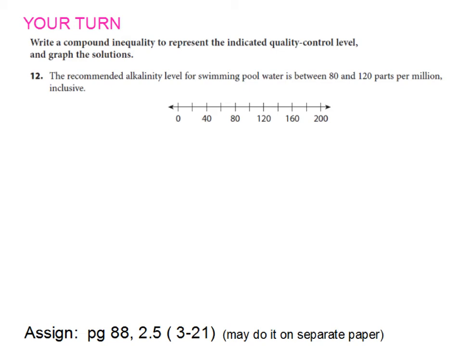So I write my x first, and then I'm going to put less than. It's inclusive, so these are going to be or equal to's. I put my lower bound, which is 80, and my upper bound is 120. So this is all the x's that are bigger than 80 but smaller than 120. To graph that, since they are or equal to's, we'll put a closed dot at 80, a closed dot at 120, and I want all the values in between there.